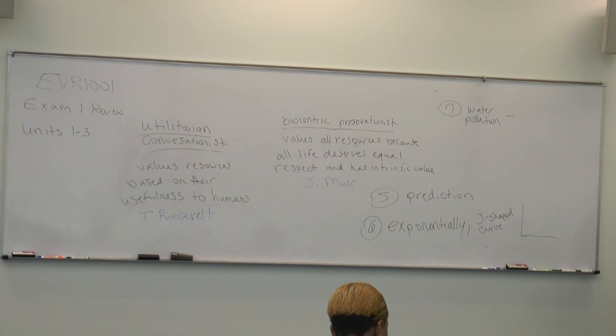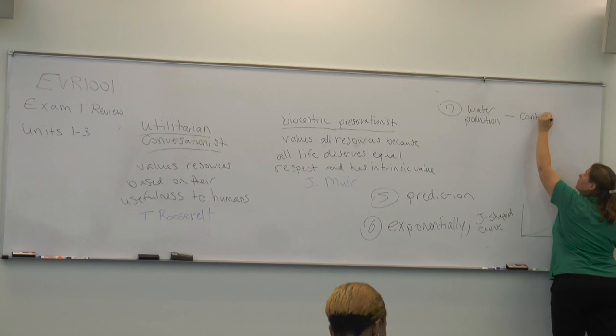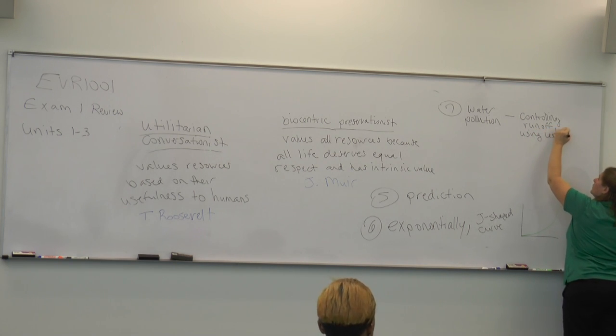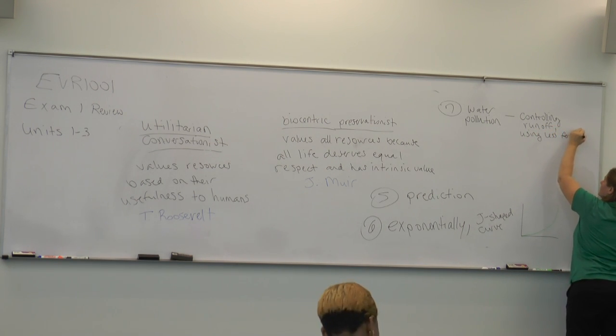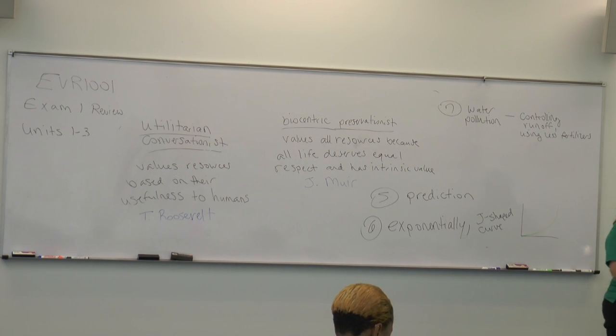And you could say, one of the things could be controlling runoff, right? Controlling runoff, or using less fertilizers, right? Because excess fertilizers running off into a lake or a pond can cause eutrophication. Remember that? Okay?